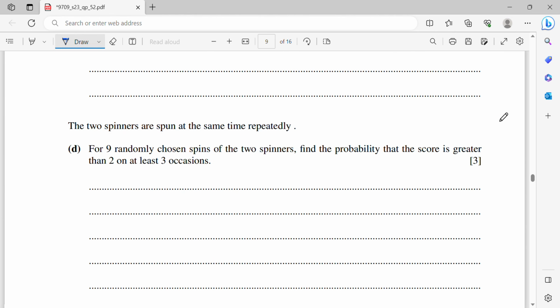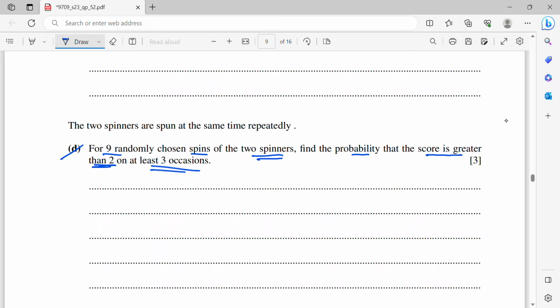Okay, so now for part D, the two spinners are spun at the same time repeatedly. For 9 randomly chosen spins of 2 spinners, find the probability that the score is greater than 2 on at least 3 occasions. Means that now you spin 9 times. You need to get at least 3 times the score greater than 2.